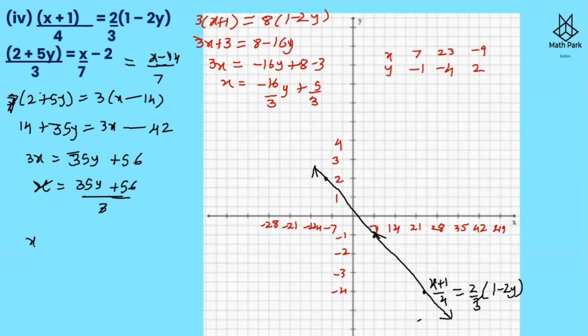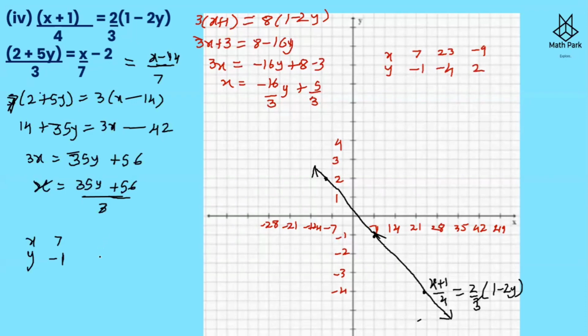So let us take the points x and y. Let us take the values of points over here. You have to choose the value of y such that the numerator becomes divisible by 3. So if you take the value of y as minus 1, you have 56 minus 35 is 21, and 21 divided by 3, you get the value of x as 7.